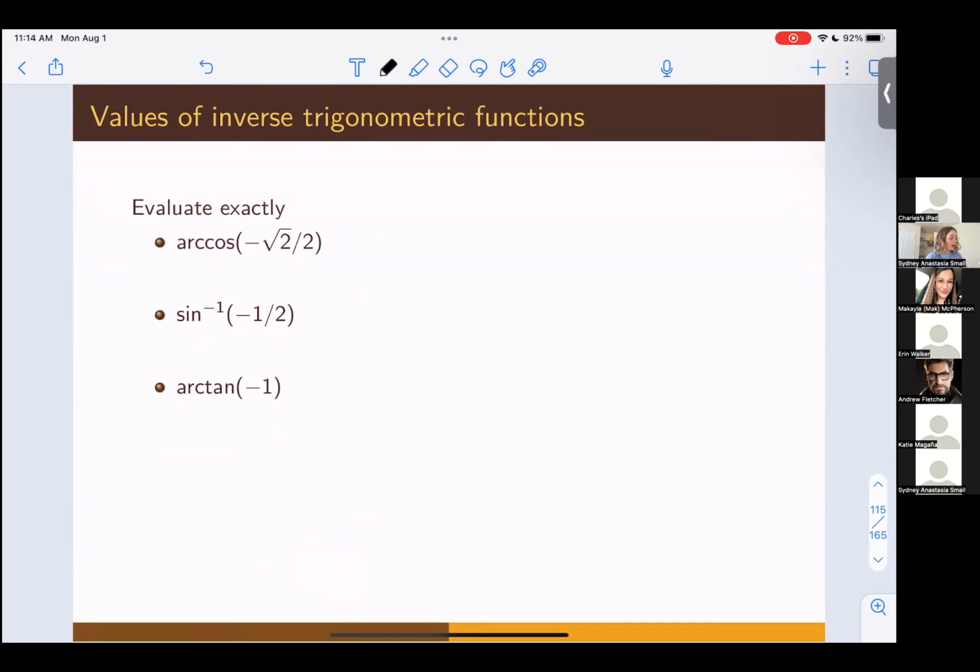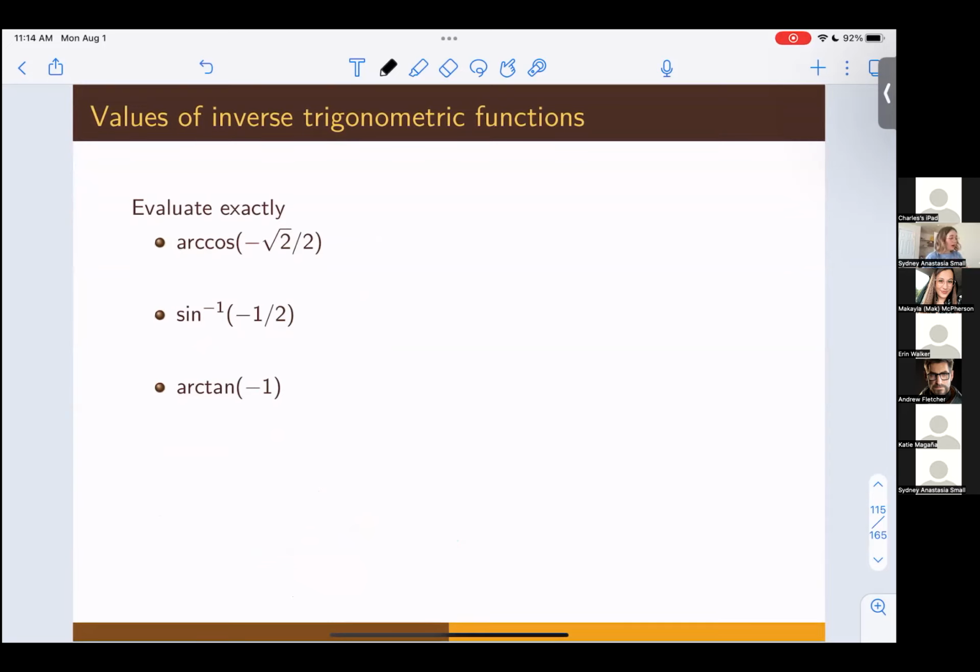All right, let's do another one. Sine inverse of -1/2. Well, we know that the answer for this one is in the interval -π/2 to π/2, because that's the range for our sine inverse function. So let's just draw that little diagram. -π/2 to π/2 is this area over here. So we know that our answer is going to be in that shaded region.